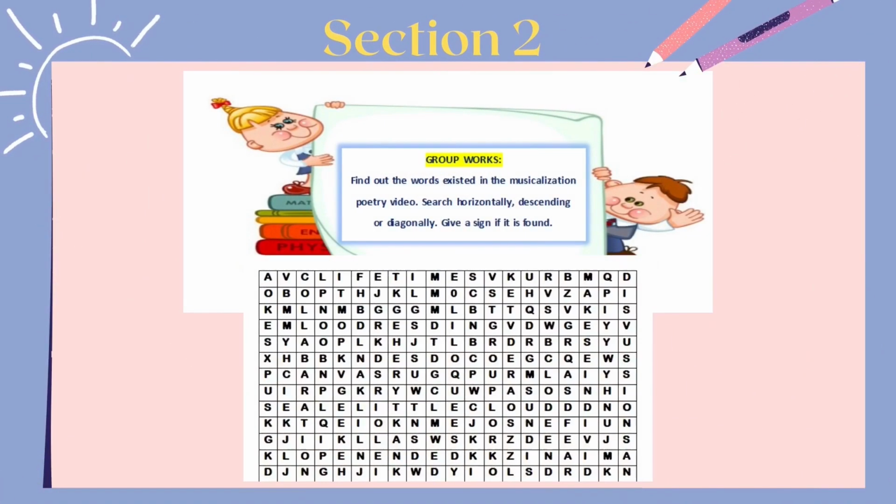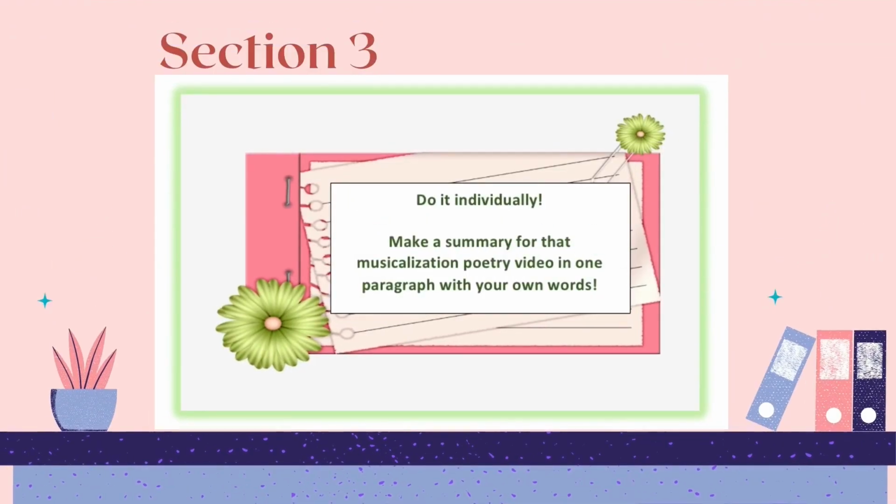Number 2. It's a group work to find out the word that existed based on the previous poetry video. Students can mark the answers by giving them sign horizontally, descending, or diagonally. Number 3. It's the last task of listening activities where the students individually make a summary of the poetry video in 1 paragraph with their own words.